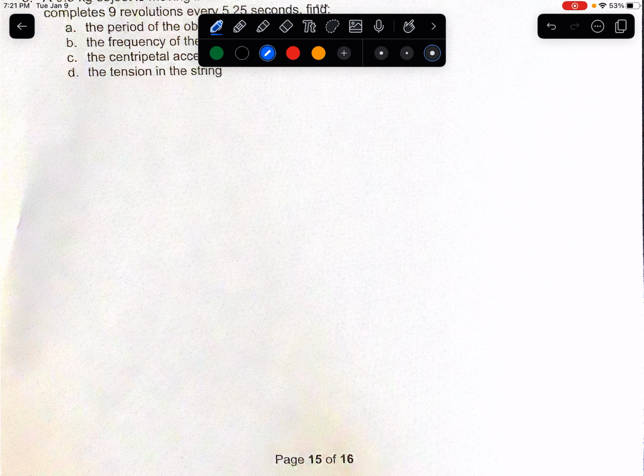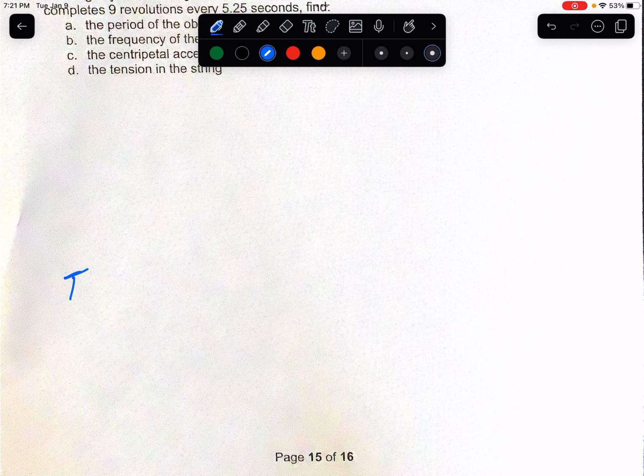Things you're looking for when you are looking at a problem are things like your period, which is the time it takes for one revolution. So that's your capital T. Again, that's period. It's the time for one revolution. Now the opposite of that is frequency. Frequency is your lowercase f. That is how many rotations happen in 1 second.